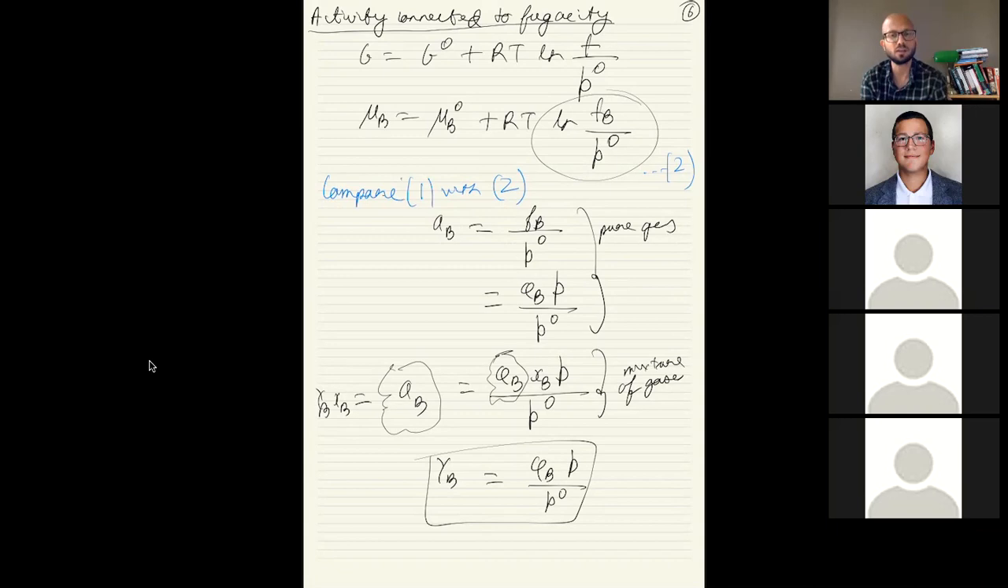By doing experiments in the lab or by running complicated calculations. Why is it worth it to do this? Because once you do this, you preserve your simple relation mu b is equal to mu b naught plus RT ln ab. Once you have such a relation, you know how to go and calculate your mixing free energies and this and that. You did it for the ideal solution, now you will be doing it for the real solution.